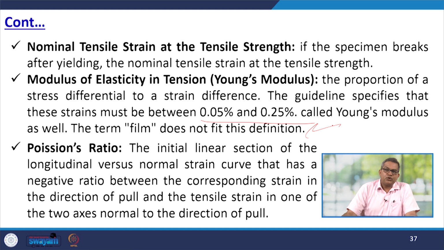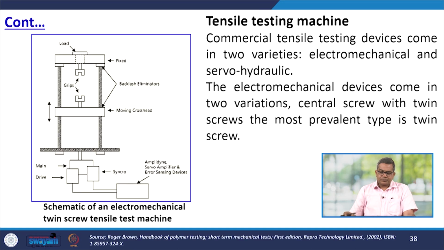The Poisson's ratio is taken from the initial linear section of the longitudinal versus normal strain curve, and it has a negative ratio between the corresponding strain in the direction of pull and the tensile strain in one of the two axes normal to the direction of pull.